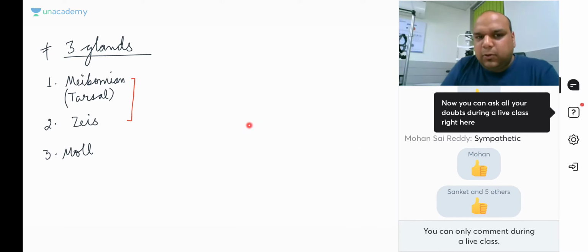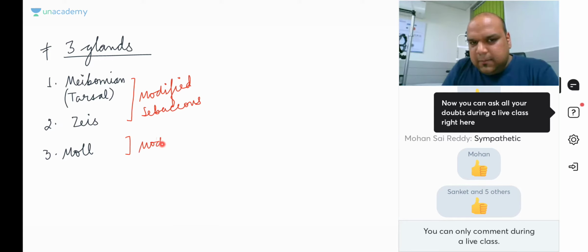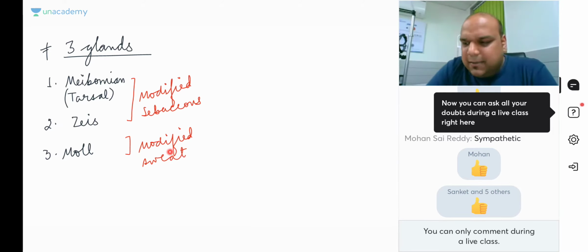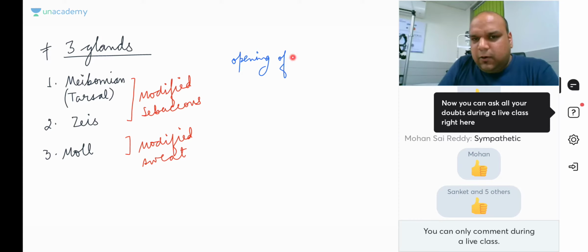Meibomian and Zeiss are both modified sebaceous glands, whereas Moll is a modified sweat gland. Now, where do the ducts of these glands open, everybody? Opening of ducts of the Meibomian gland.